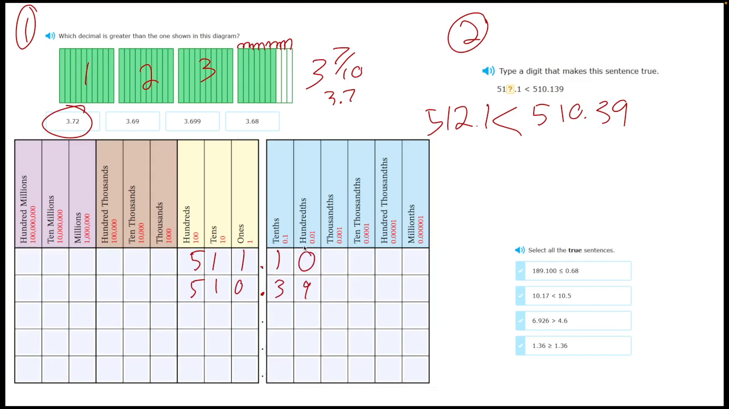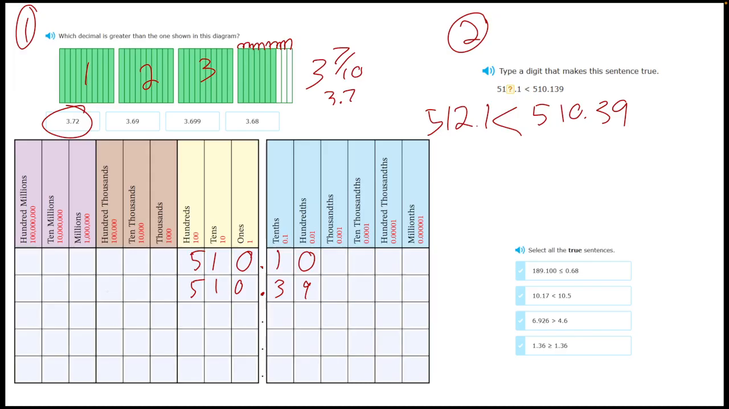Yes, 511 is bigger than, okay. And would 0 work? Would 0 work if you put a 0 in that spot? 510. All right, this one, 0 does not work. Okay, so there are some answers that obviously do not work here.